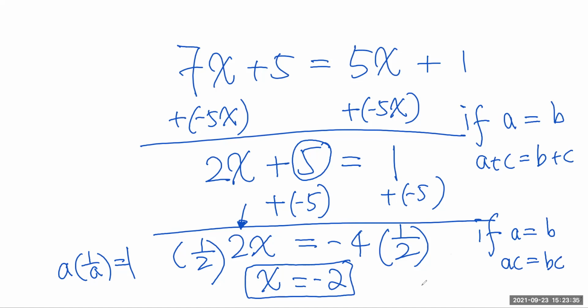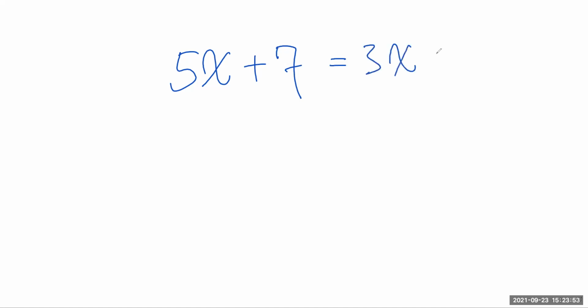Good. Okay. Let's try just a couple more. 5x plus 7 equal to 3x plus 2. Let's see what you have.